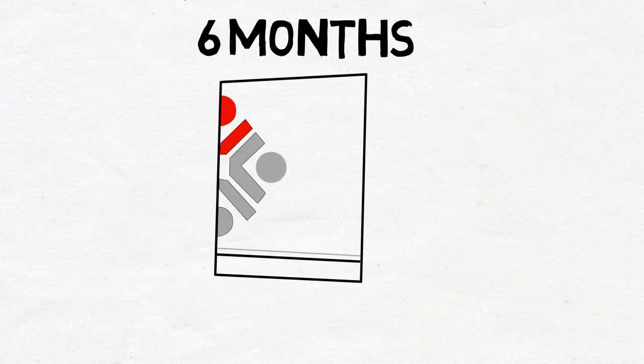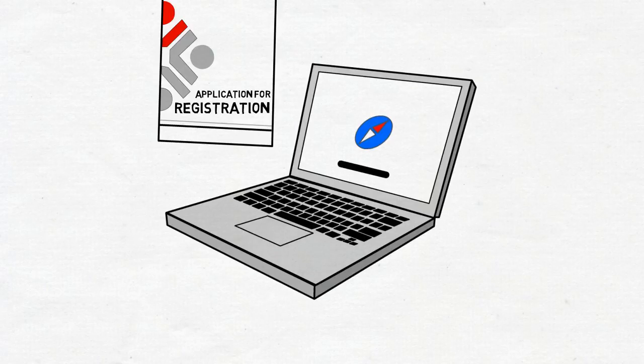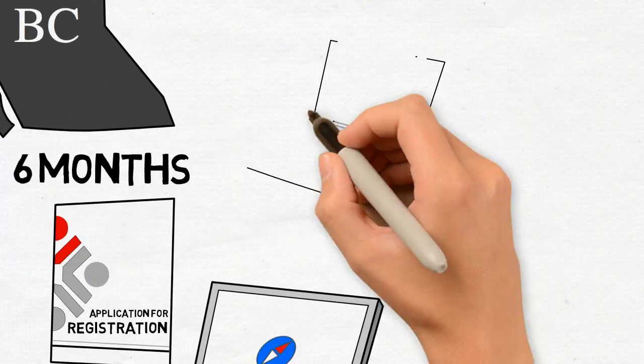To register, one must complete an application for registration. It can be completed on the elections.bc website, over the phone, or an application can be printed off the website, completed, and sent in to elections.bc through fax, mail, or email.